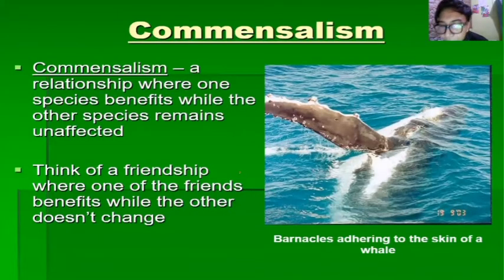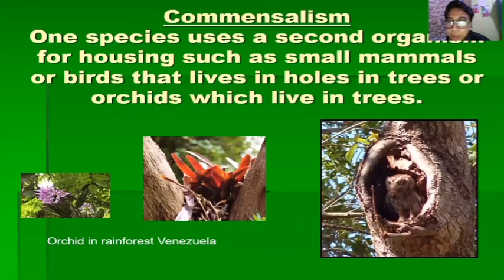Next one is commensalism. Commensalism is a relationship where one species benefits while the other species remains unaffected. For example, think of a friendship where one of the friends benefits while the other doesn't change. Let's take this example. One species uses a second organism for housing, such as small mammals or birds that live in the holes in trees, or orchids which live in trees. So the trees remain unaffected. The owl would never affect the physical appearance of this tree.